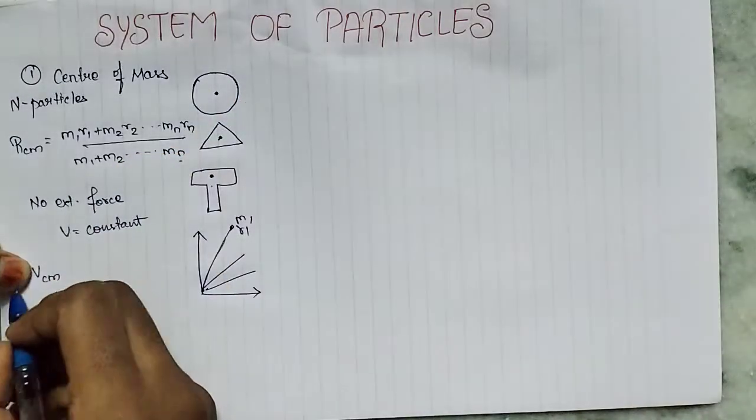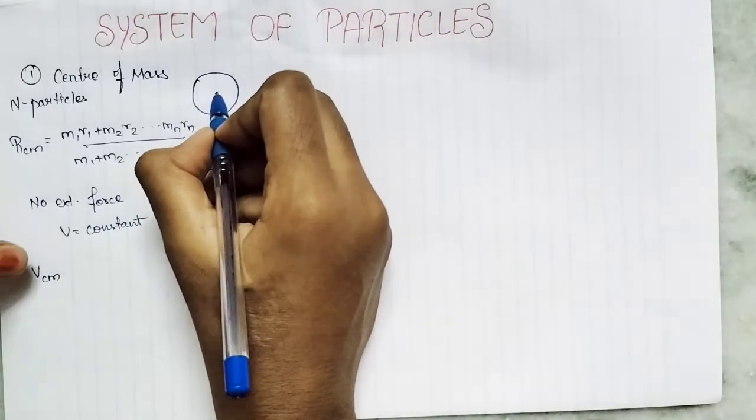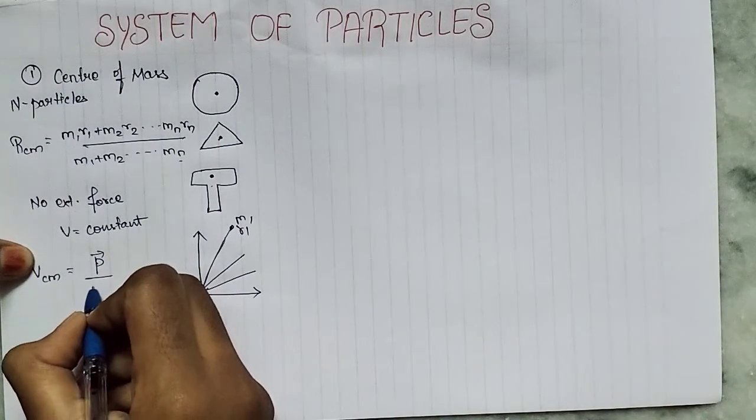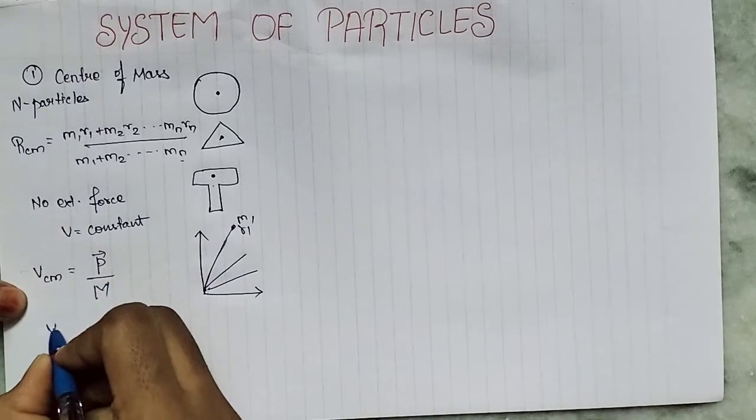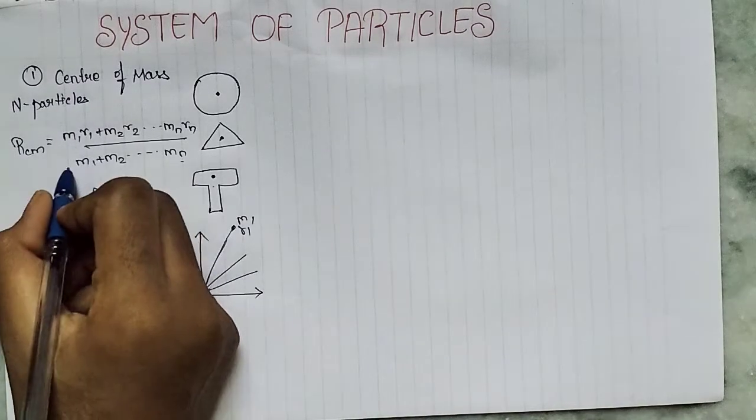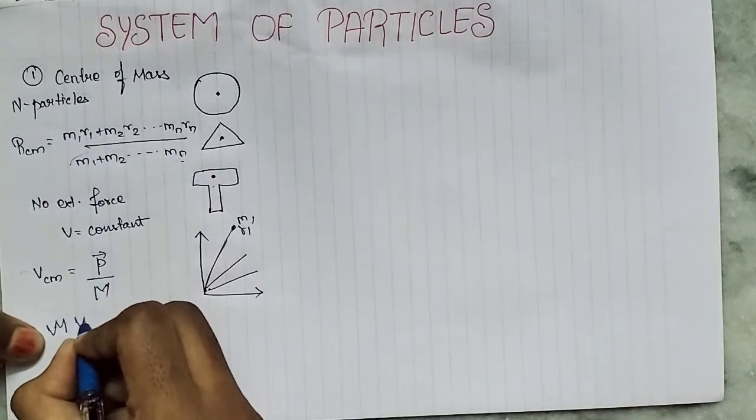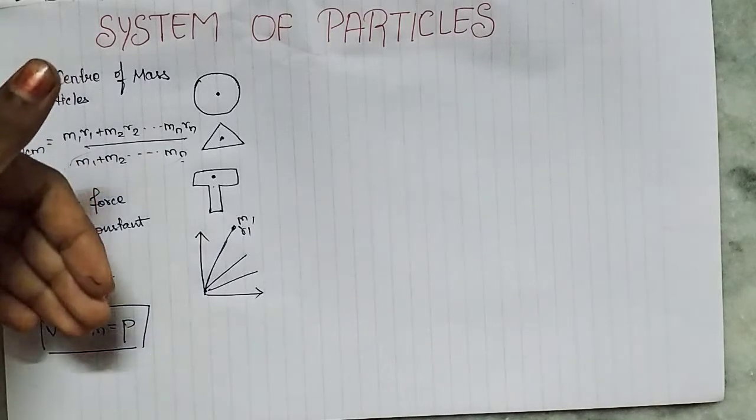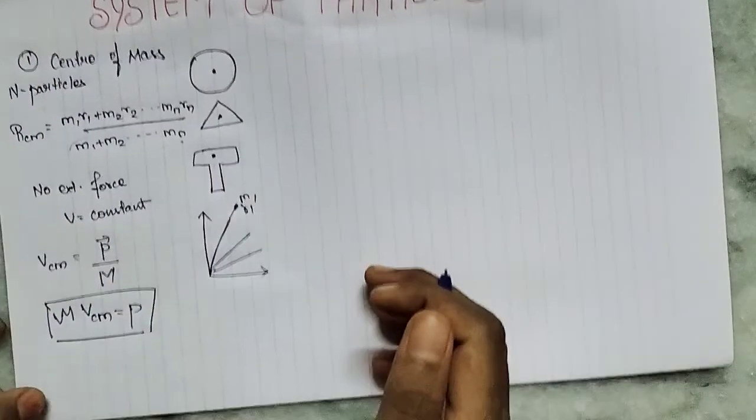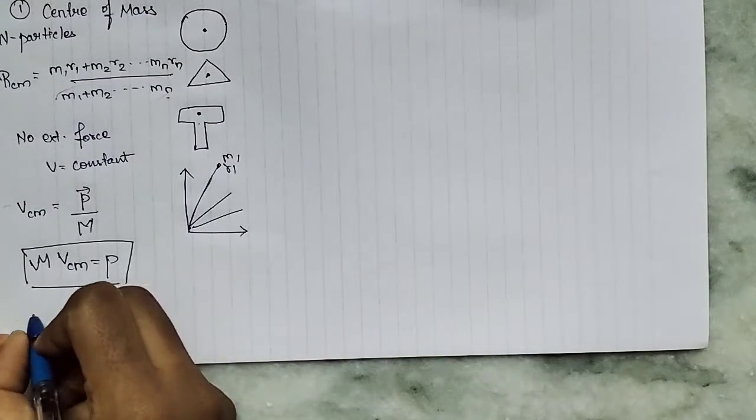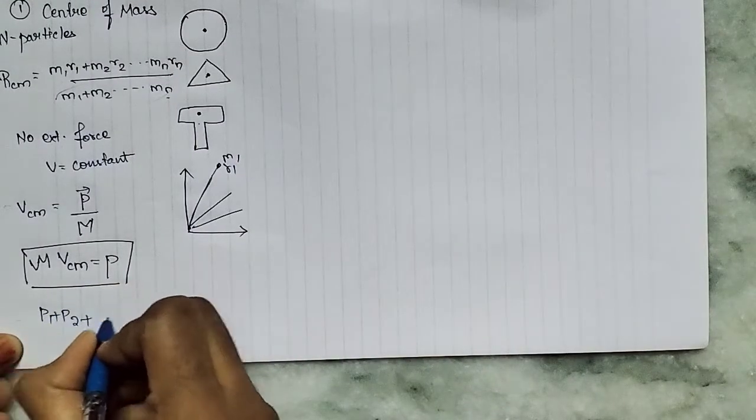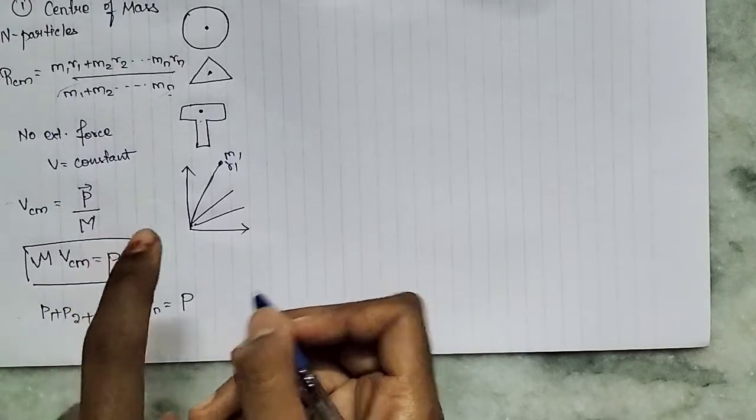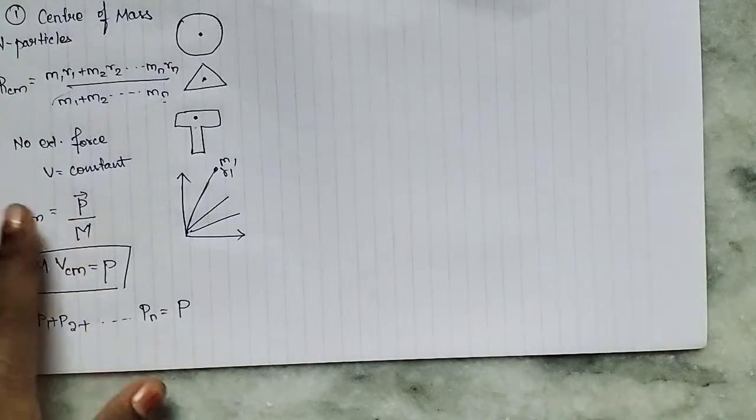So VCM is the center of mass velocity, and it is momentum divided by total mass. If you rearrange this, total mass times velocity of the center of mass equals momentum. This is one more point. The momentum can also be written as P1 plus P2 and so on till Pn equals the total momentum. Clear? Now shall we move on to the next formula?